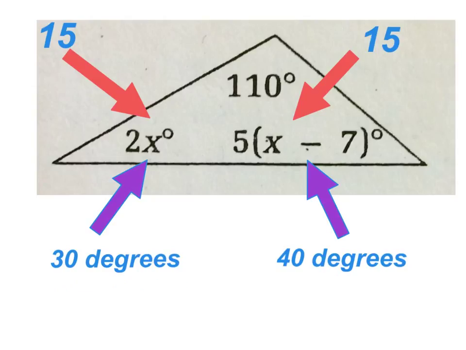Likewise, we take the 15 here and we substitute it right there in the parentheses. So now you've got 15 take away 7, which is 8. And 5 times 8 gives us 40 degrees for this angle. Now remember, easy way to check our work. We know these three need to add up to be 180 degrees, and 110 and 30 and 40 do.